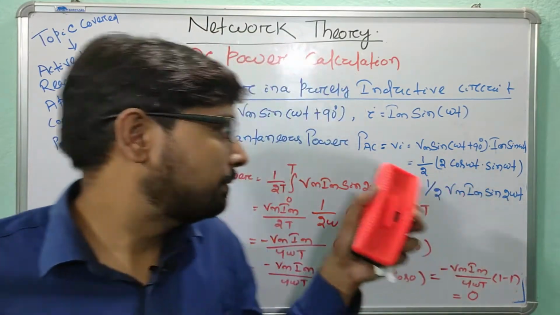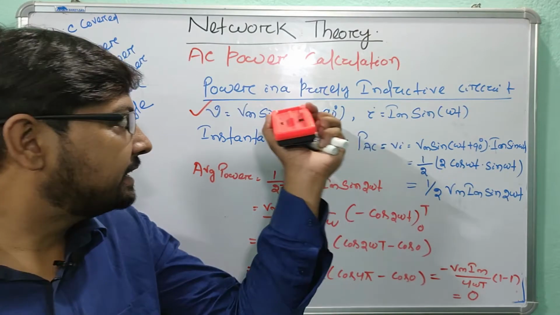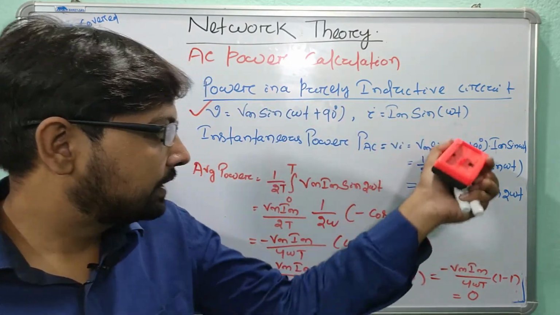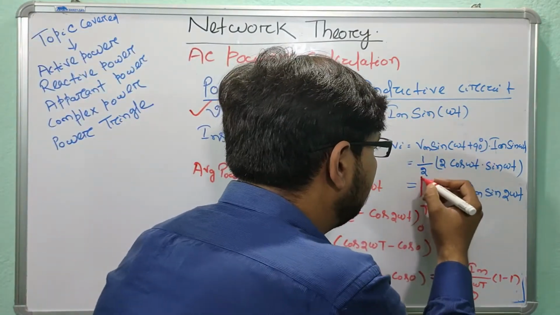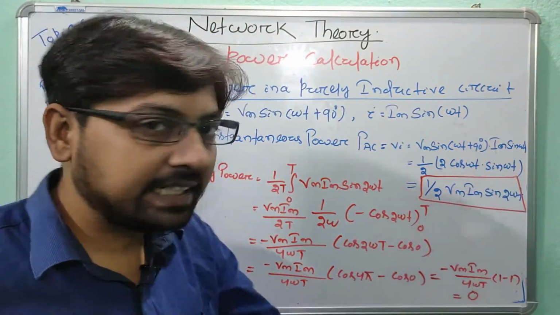Now what is my instantaneous power? My instantaneous power is P is equal to V into I. So I multiply the voltage and current values, and that is half Vm Im sin 2 omega t. This is my instantaneous value.